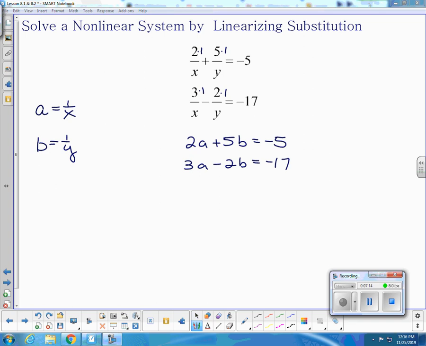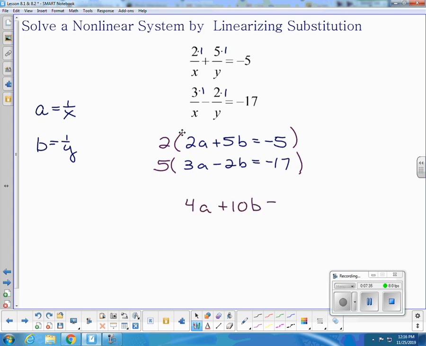All right, so we're going to solve this. What equation are we going to get rid of? Or which variable, I'm sorry? The b's. So we want to make these 10 and negative 10. So what are we going to multiply the top by? 2 and the bottom by 5, right? Because that would make a negative 10 and a positive 10. So our new equation is 4a plus 10b equals negative 10, and 15a minus 10b equals negative 85.